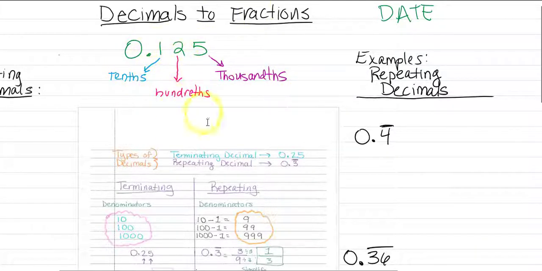So when we're converting decimals to fractions, we're going to use place value to help us create the fraction, and then we simplify the fraction if needed. Okay.